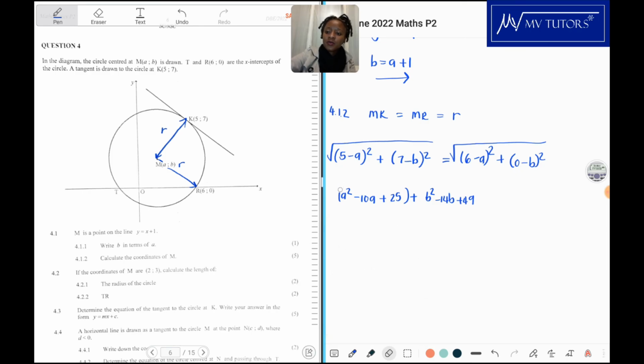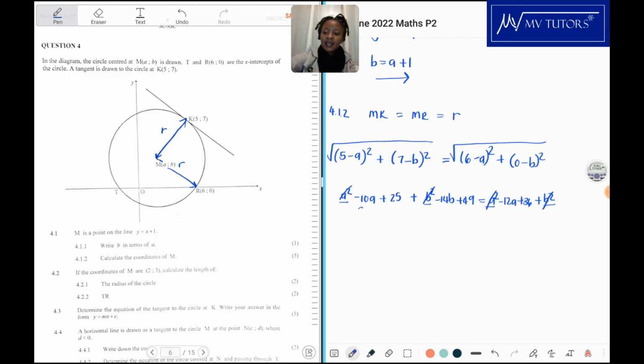I can just remove them. Yeah, if I had a negative, then the brackets would come in handy. And then 6 minus a, so I can say a squared minus 12a plus 36. And then here I have b squared. Okay, that's nice. So now I'm going to take what is common. I have a squared here and a squared there, those are cancelling. I have b squared and b squared, so again, those are cancelling. Let me just cancel them out so that I know I'm not going to use them.